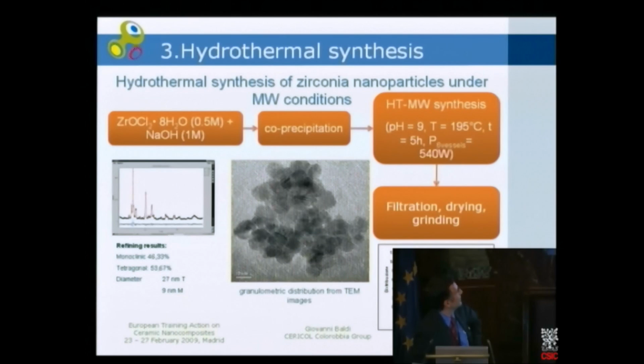540 watts. After this hydrothermal synthesis stage, we can filter, dry, and grind the powder, and this is how it appears in a TEM image. Interesting to note that we have a mixture of monoclinic and tetragonal zirconia, with a diameter of 27 nanometers for tetragonal and 9 nanometers for monoclinic zirconia.